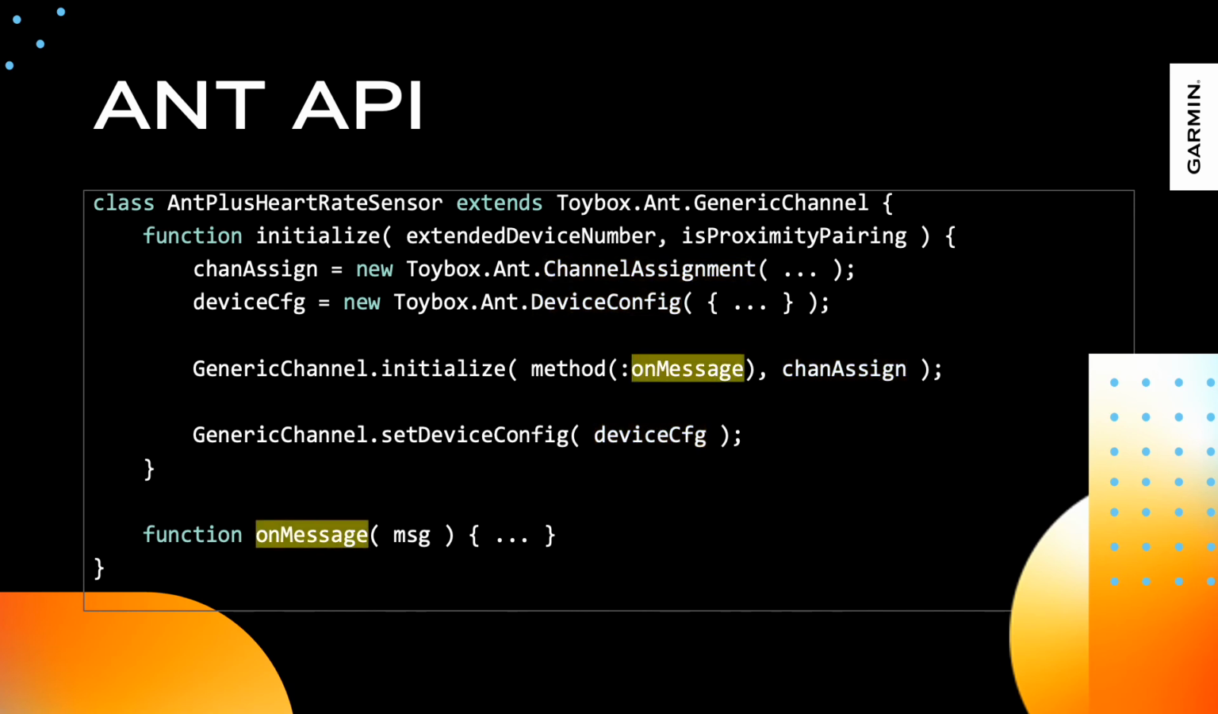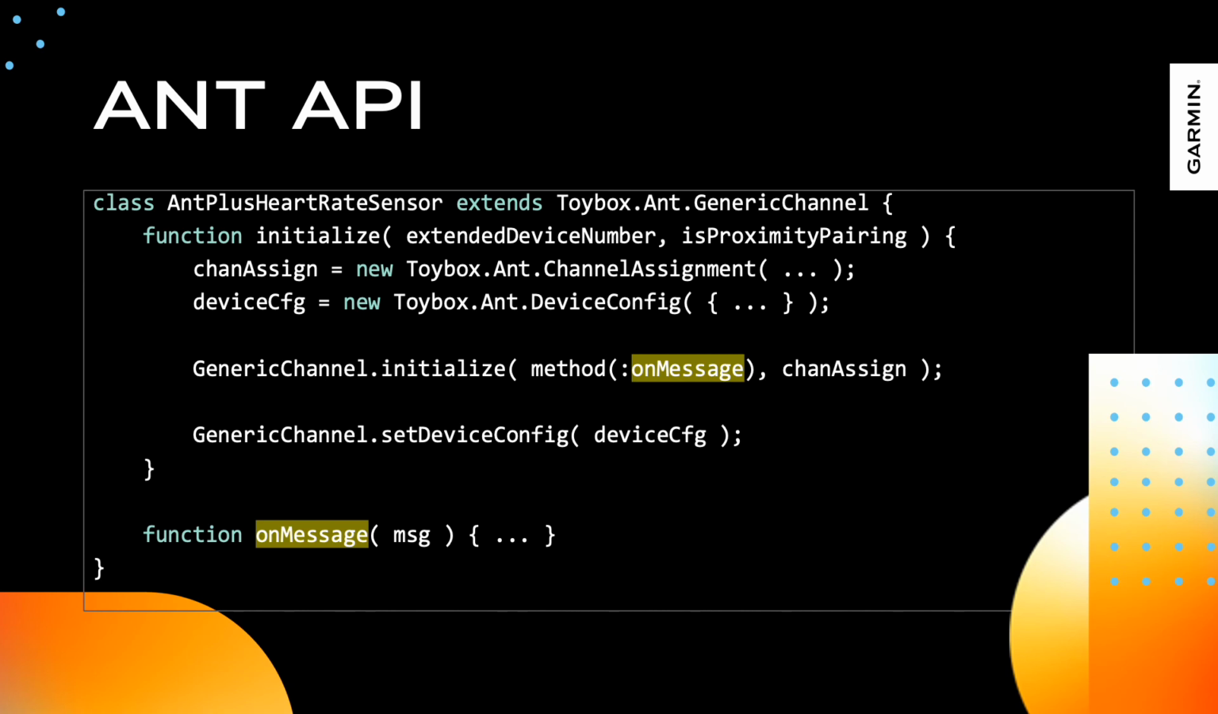Finally, you need to set up a callback so that you can receive messages from the radio. The callback is initialized by passing it as an argument in the generic channel constructor. While your application is running, you can expect most messages to contain application data in the form of a broadcast, acknowledgement, or burst. There are additional messages you will need to handle as well.